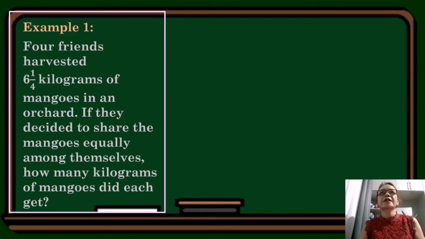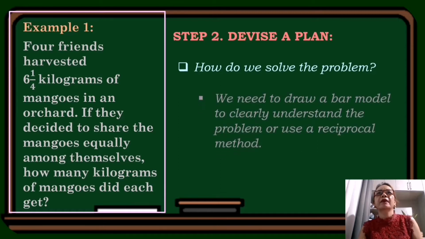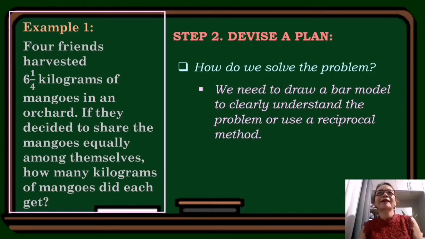Step 2 is devise a plan. How do we solve the problem? We need to draw a bar model to clearly understand the problem, or use a reciprocal method. Here we are going to formulate our equation. So our equation would be 6 1/4 divided by 4 friends equals n.